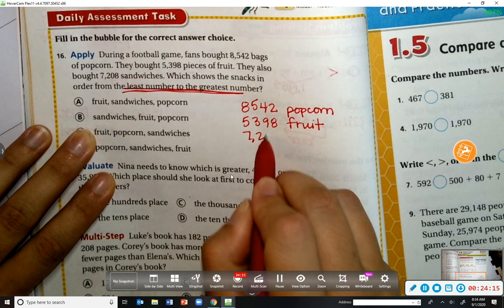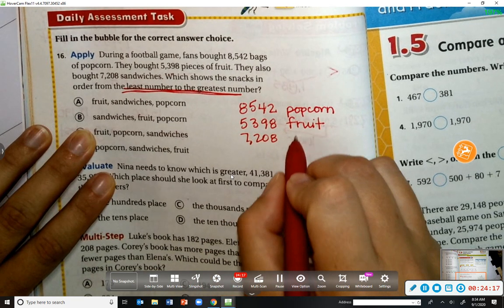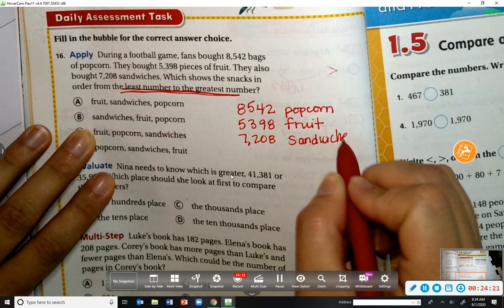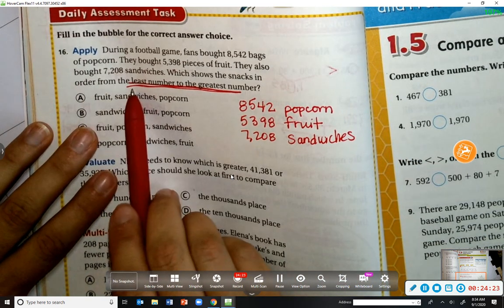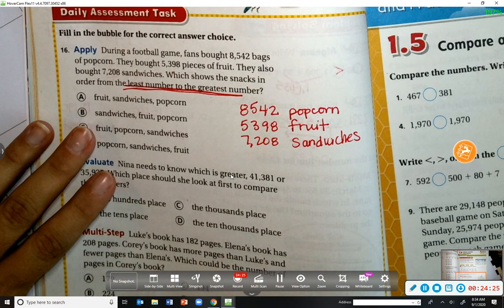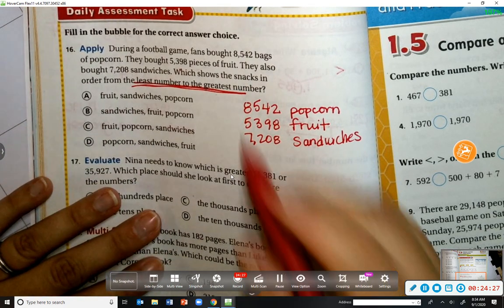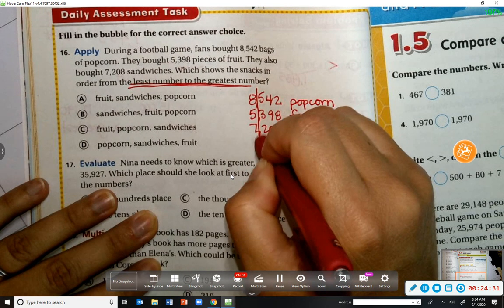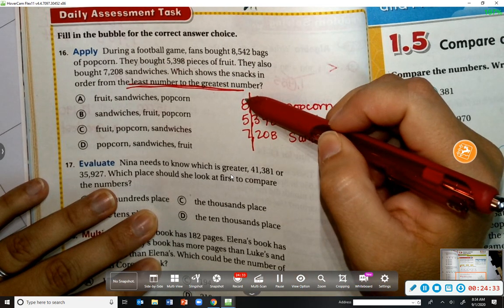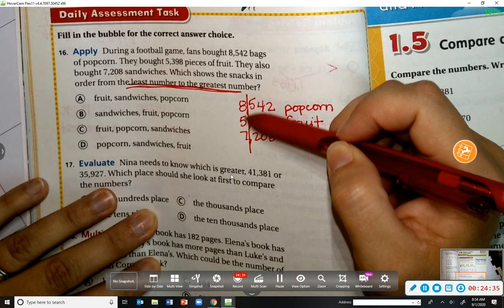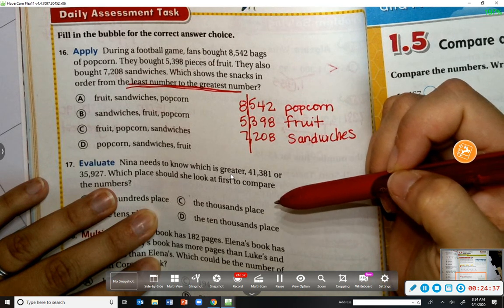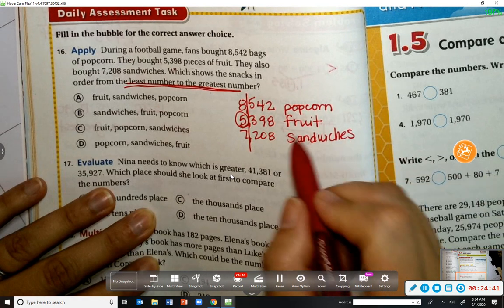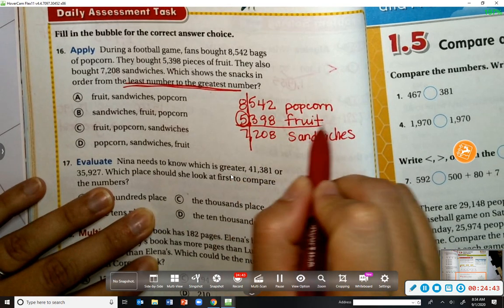7,208, and that was sandwiches. And remember, we want to put these in order from least to greatest. So first I want to start by finding my least number. I have them all lined up correctly, so I'm going to start on the left-hand side. I have 8, 5, and 7. I can tell that the 5 is the least number, so that should go first.